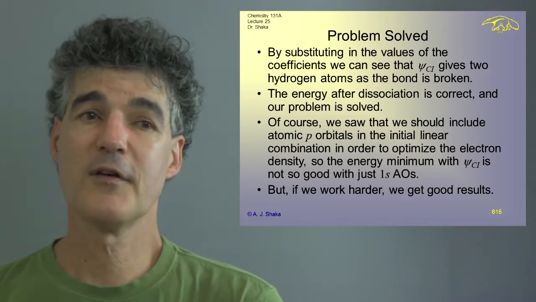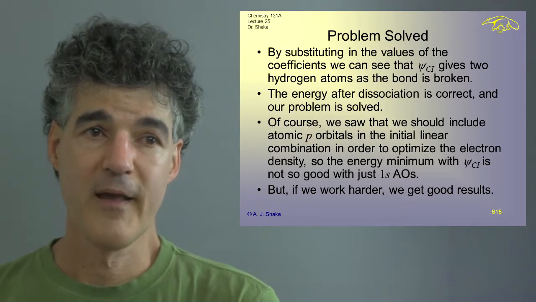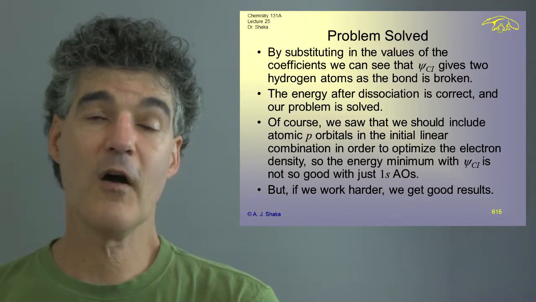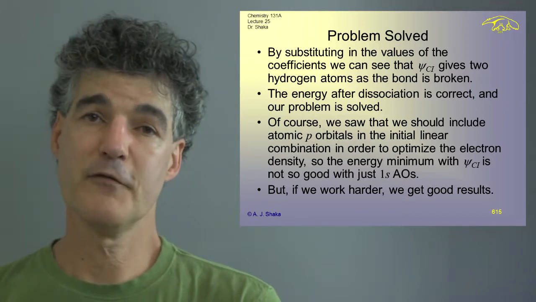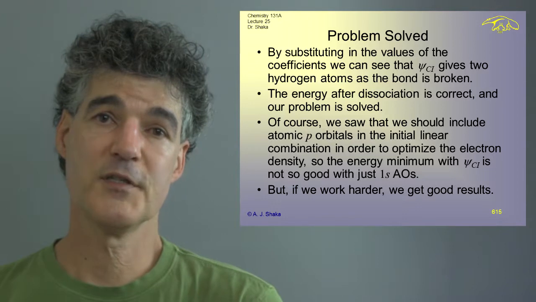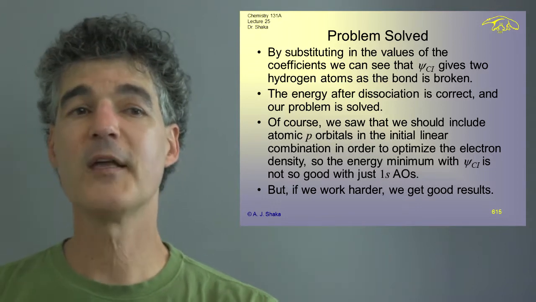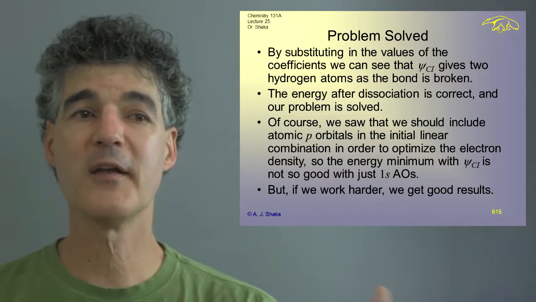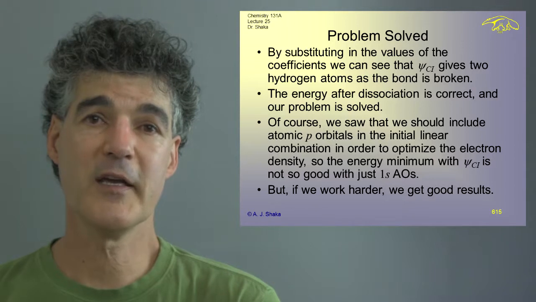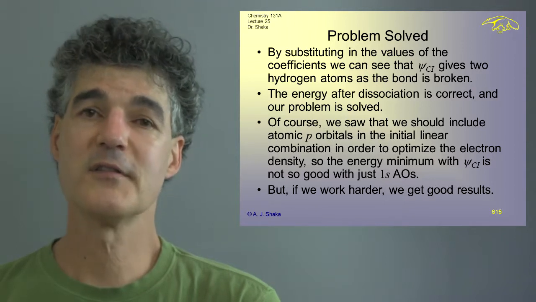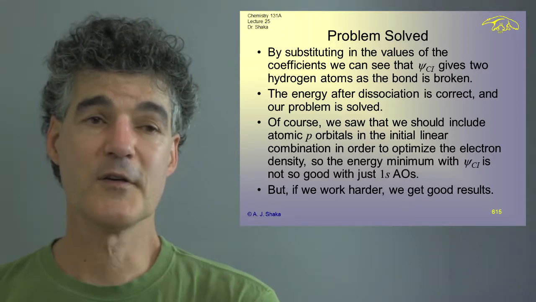Now the energy after dissociation is correct, and we've got no more conundrum. Of course, we could start all over. We did this with 1SA plus 1SB. We saw before that even for H2 plus, we should include 2PZ. We can go back, we can put that in, we can then take bonding and anti-bonding and so forth. And boy, it gets complicated quickly, but we get excellent results. So if you're willing to work harder, you get better answers.